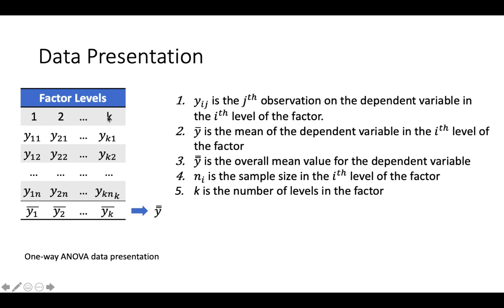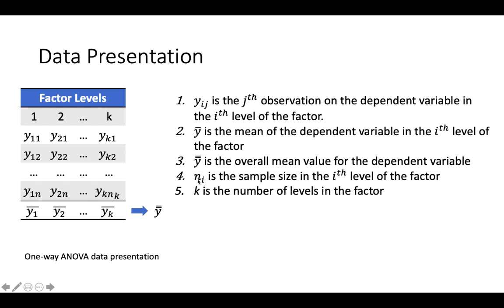So under this factor, it has K levels. We do not know the number of levels; it has K just as an example. So you have your level 1, level 2, until level K. And then Y11 is observation number 1 under the first level, and Y12 is observation number 2 under the same level, and so on and so forth. And then you have the mean for the first level, and the mean for the second level, and so forth. And then you're going to get the overall mean value.